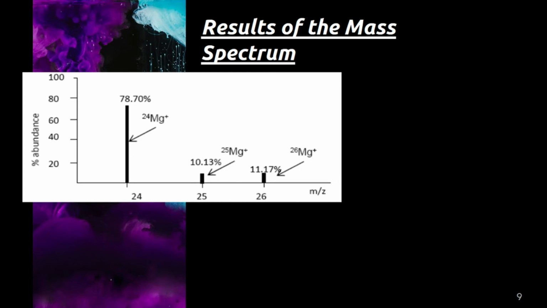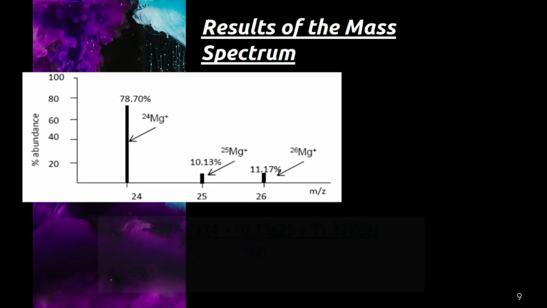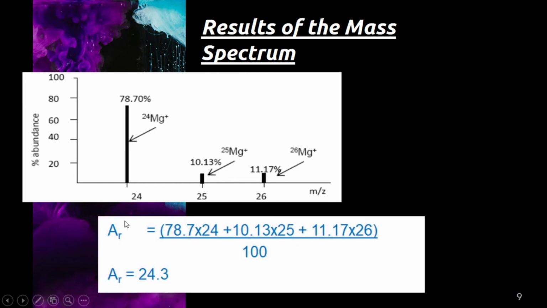So that is a way where we can check whether the mass spectrum and our results tally with each other, or whether they are similar to each other. So for example, this is the method of how you get the relative atomic mass of magnesium in this particular mass spectrum.